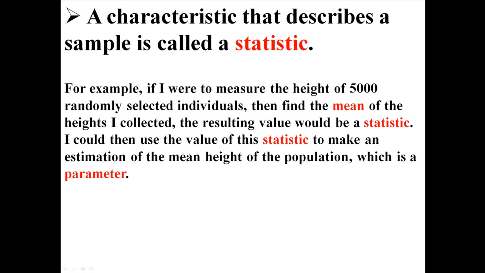For example, if I were to measure the height of 5,000 randomly selected individuals, then find the mean of the heights I collected, the resulting value would be a statistic. I could then use the value of this statistic to make an estimation of the mean height of the population, which is a parameter. I mean, imagine if you've measured enough people, you can say, okay, this is probably what the population mean would be, just using the sample mean.